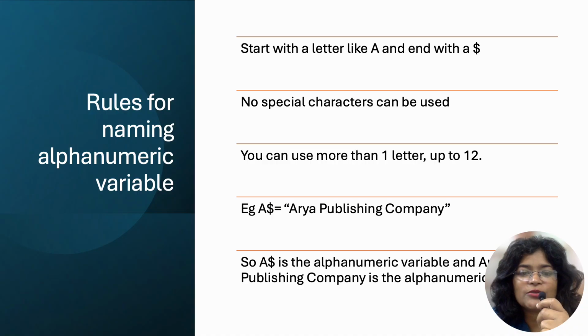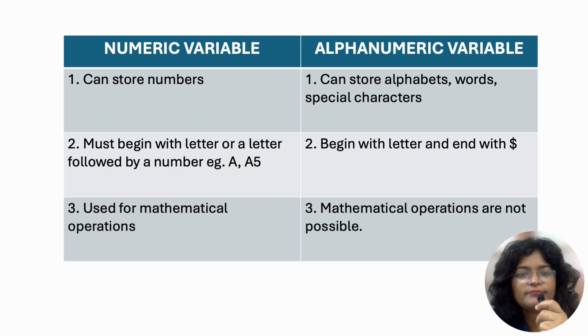You can use more than one letter, up to 12 letters. Example, $A is equal to, in inverted commas, Arya Publishing Company. So, $A would be the alphanumeric variable and Arya Publishing Company would be the alphanumeric constant.